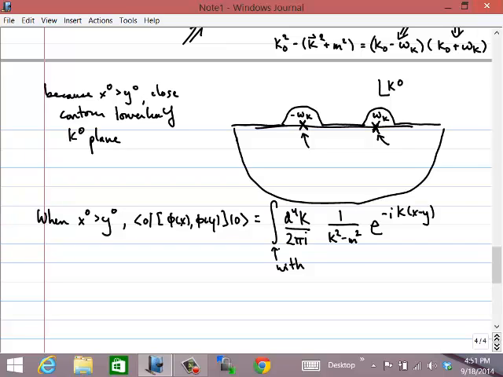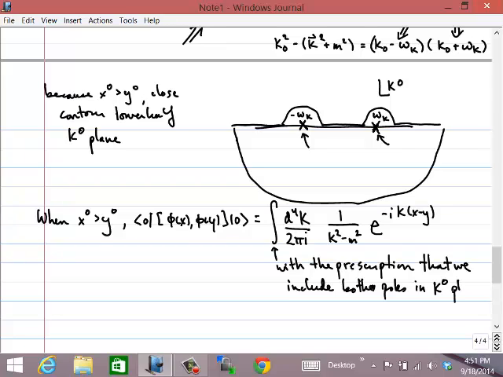So when we write this integral, we remember we have the prescription that we include both poles in the complex k0 plane. Okay. So we choose the contour that goes above both of these poles.